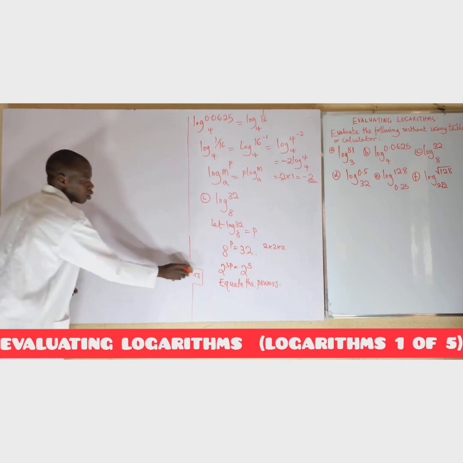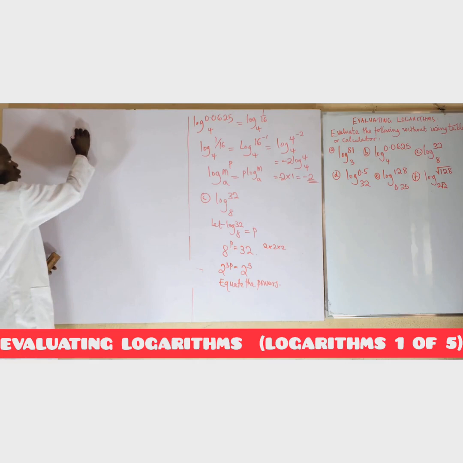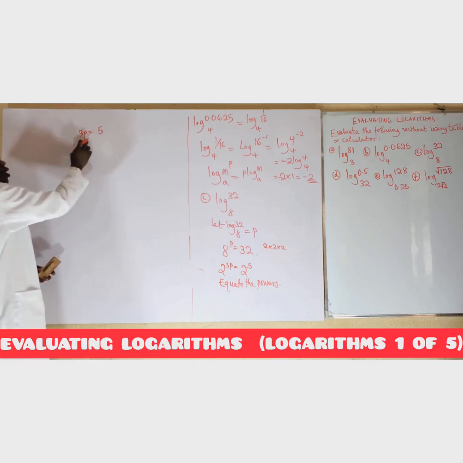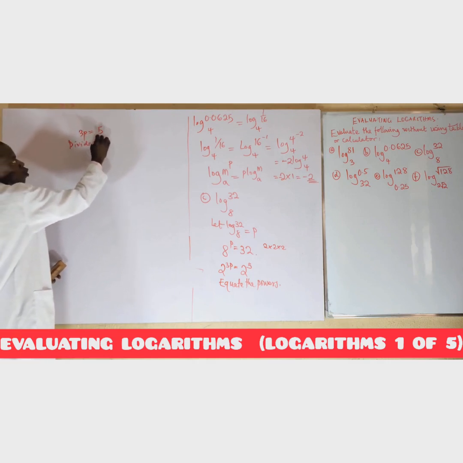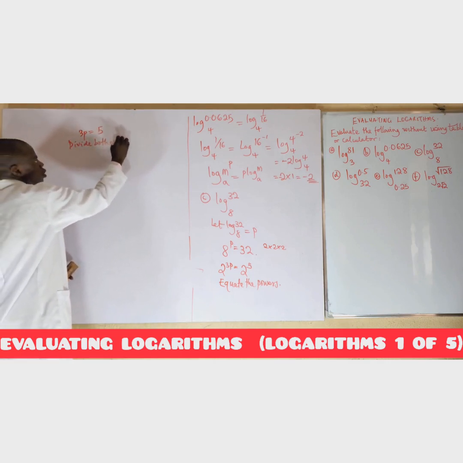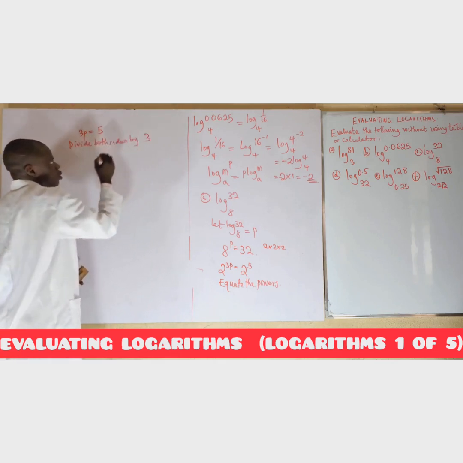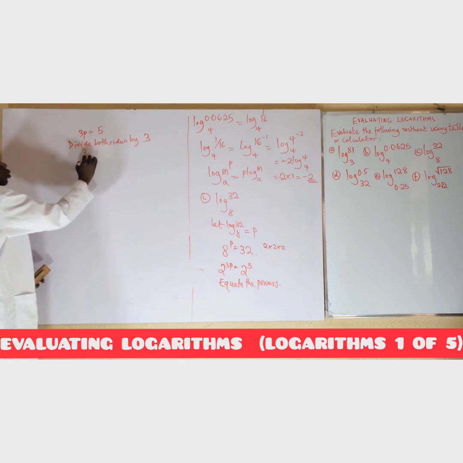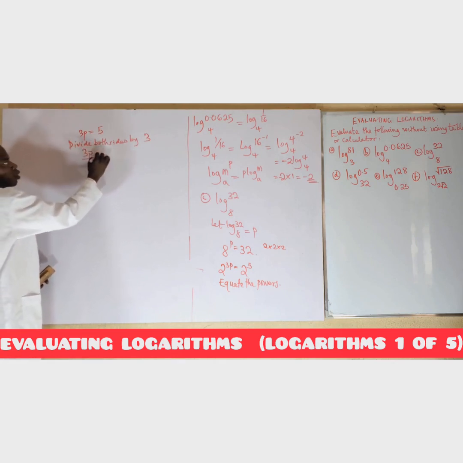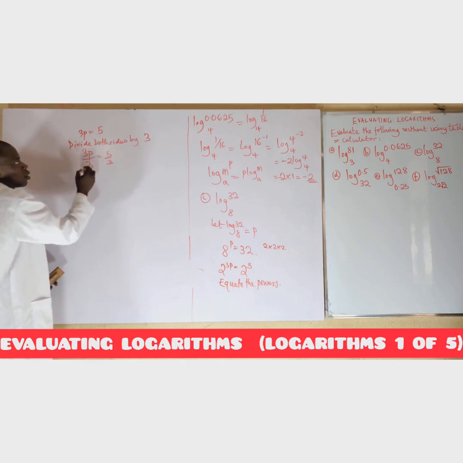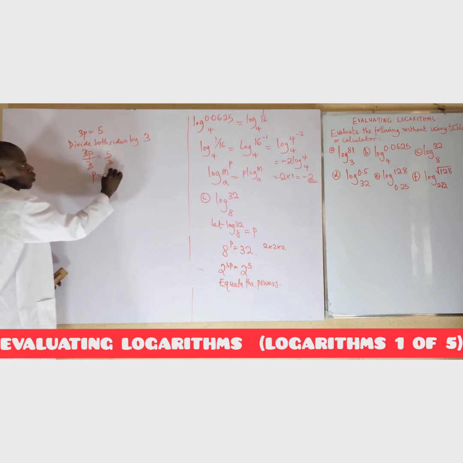And that's going to be 3p equals 5. Now, the coefficient of p here is 3. So you are going to divide both sides by the coefficient of p, and that is 3. So you're having 3p divided by 3 equals 5 divided by 3. 3 cancels 3, then you're having p equals 5 over 3.